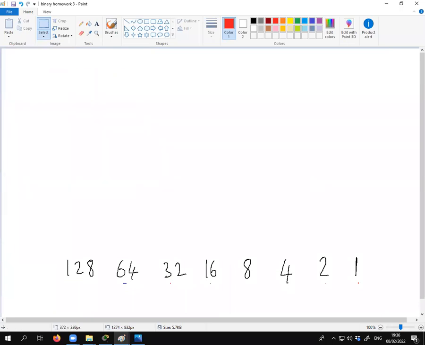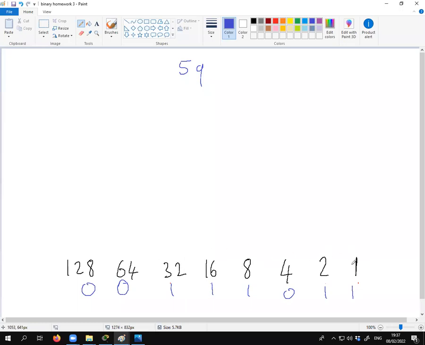If you have a spare pen and paper, maybe we'll get you to do a few of them yourselves. Actually, I'm going to do one more first. Let me go back to 59 for a second. 59 was 00111011. 32 and 16 is 48, 56, 58, 59.